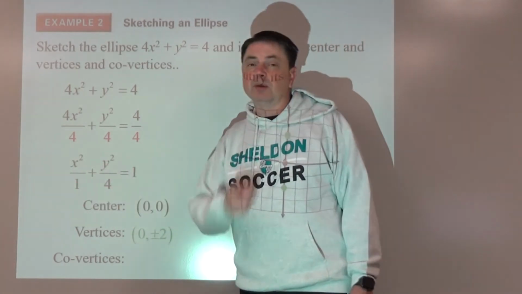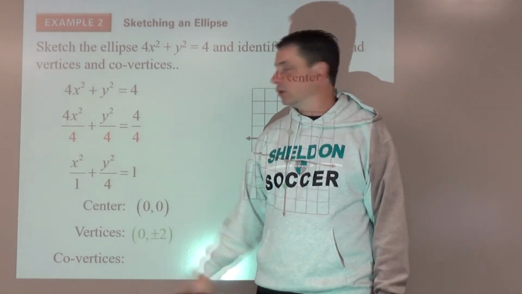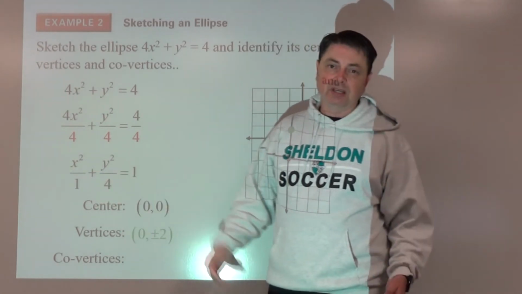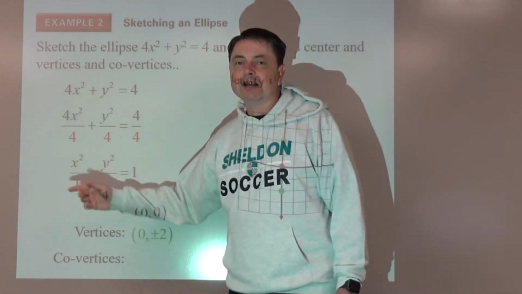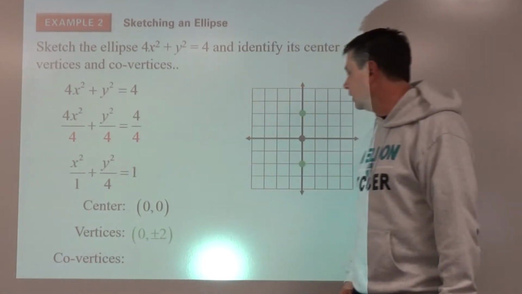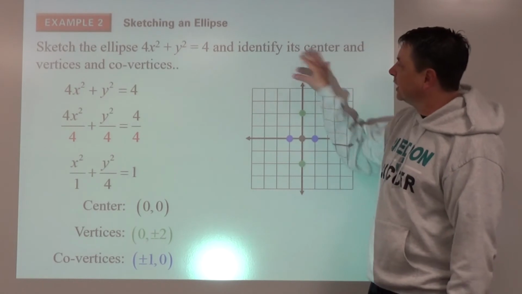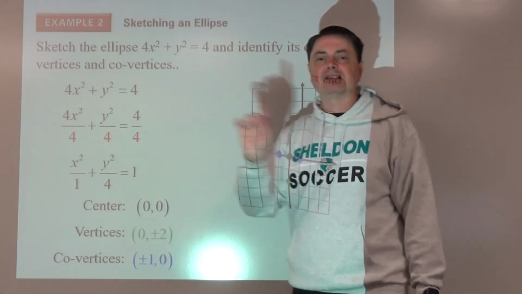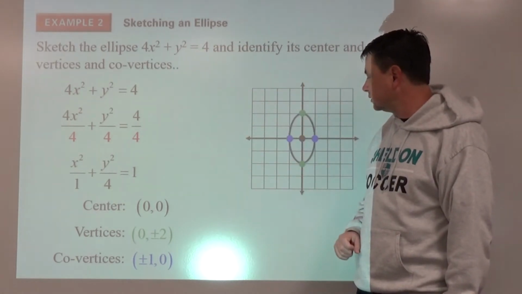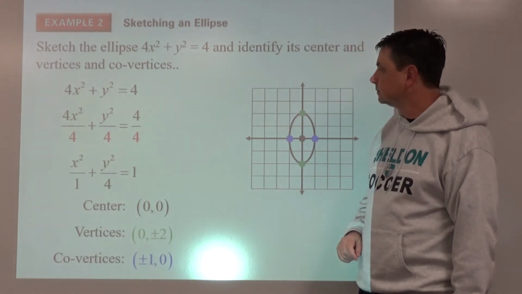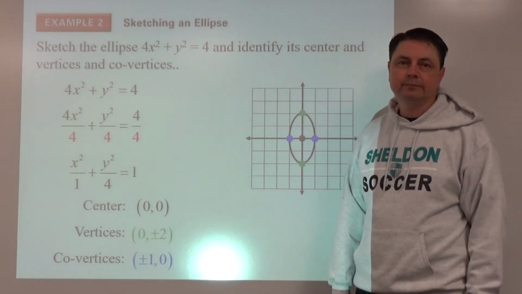The smaller denominator is b squared. So that's b squared, which means b is also 1. It's under the x, so we're talking about left and right 1 to get to our co-vertices. So we've got our points. We can now draw the ellipse nice and round, passing through those. We've got our ellipse.